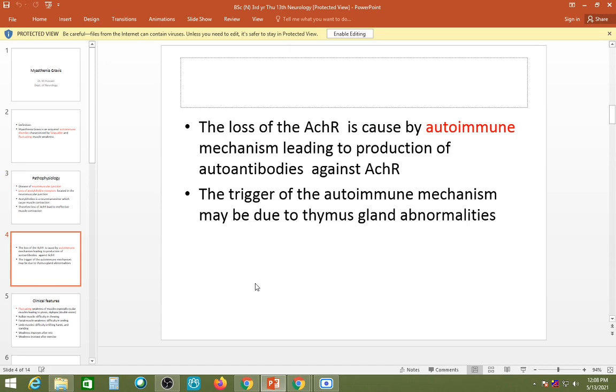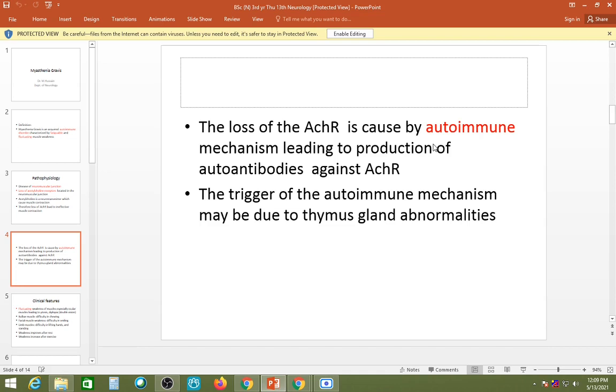So, we said the acetylcholine receptors are lost or destroyed. How are they destroyed? They are destroyed by the phenomenon of autoimmunity, or autoimmune mechanism. Again highlighting the words auto and immune. Auto means self. Immune is an immune reaction. So, the body is developing a mechanism where it is destroying some of its own structures.